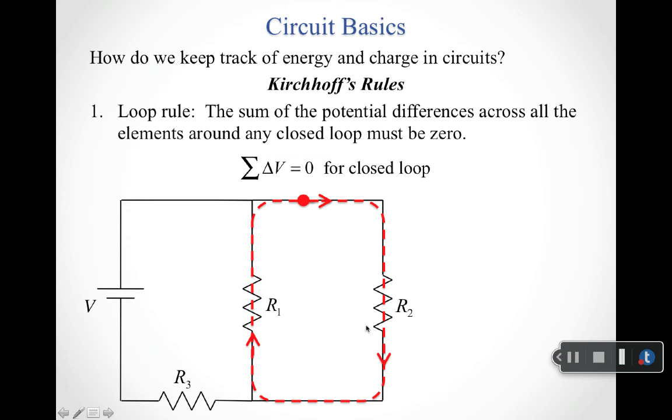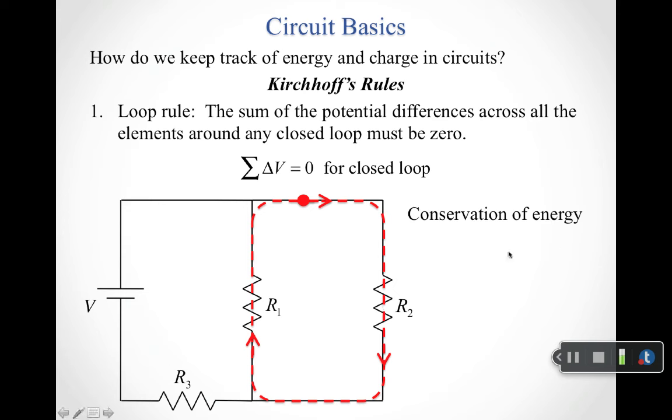So when I'm walking in this direction, if my closed loop only sees 2 resistors, well, one of these has got to be an increase as I walk across it. The other one will be a decrease. And we'll talk about how to figure out when we're increasing across a resistor and when we're decreasing across a resistor. All right.